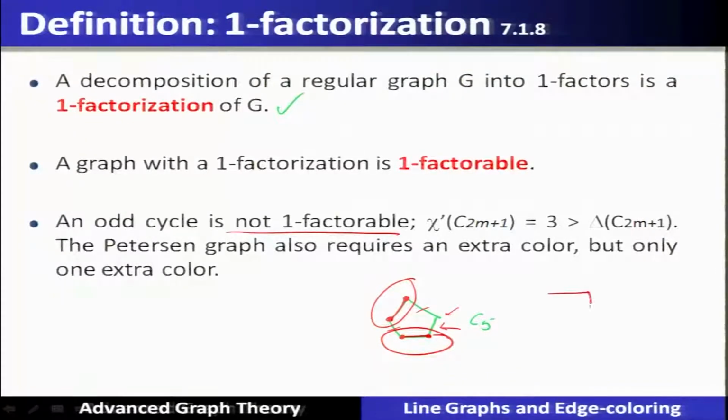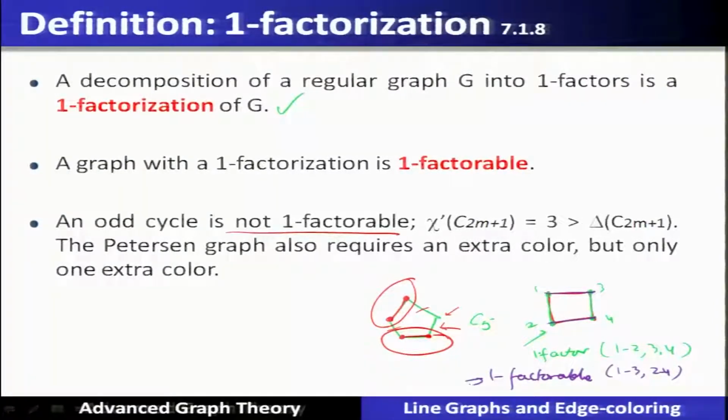Similarly, if we take an even cycle, we can factorize it, and we can obtain the one factors in the following way. These are all called one factors of this particular graph: 1, 2, 3, 4. There is another one factor you can obtain between 1, 3 and 2, 4. So, this is one factorable.